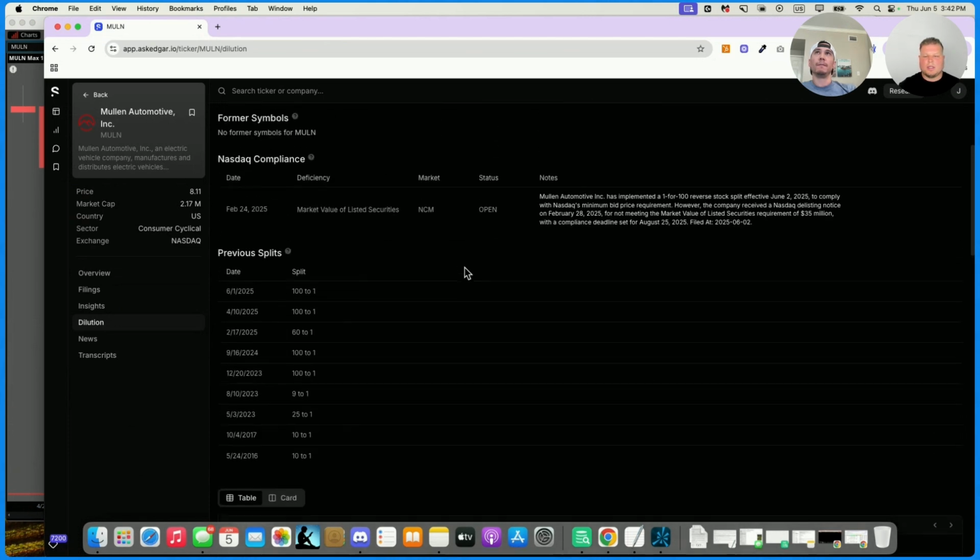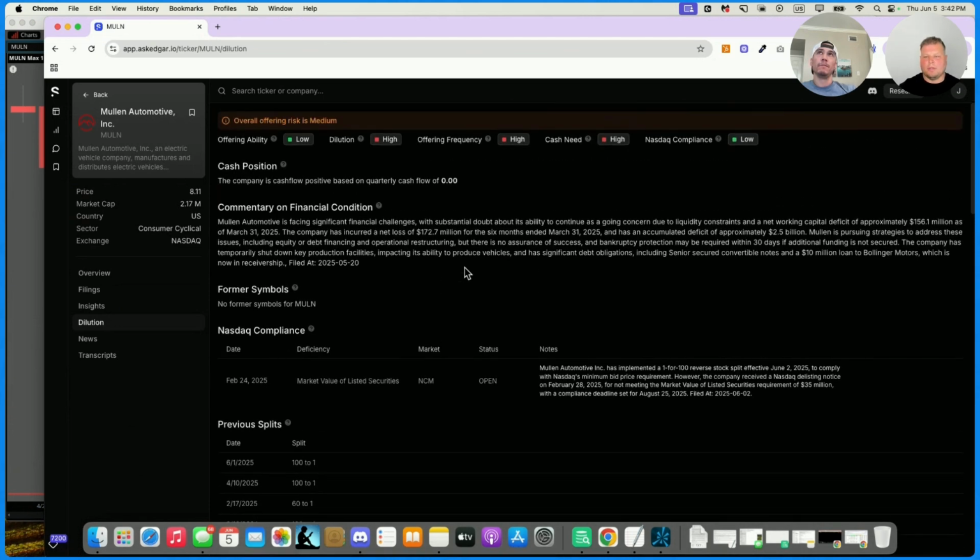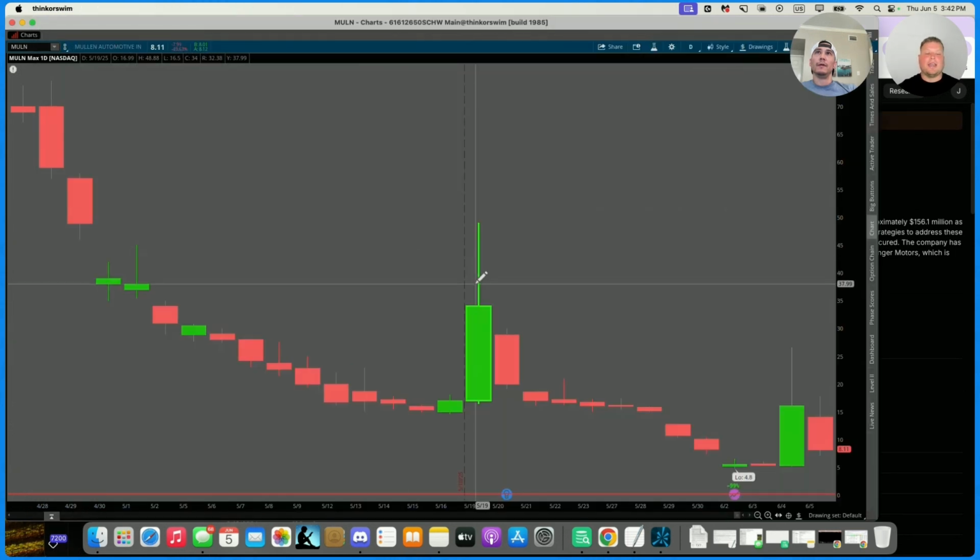Yeah, for a long time, Mullen was just any pop is a good fade. What's interesting though, I think, is it occasionally has a little reset where they take their foot off the pedal, and it might run for a day or two.